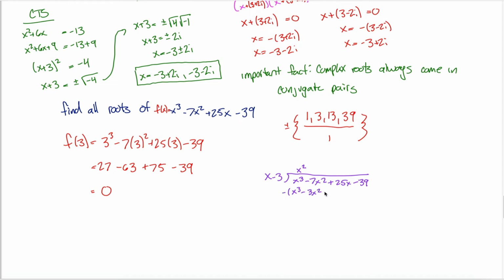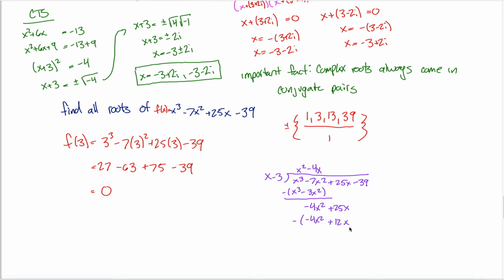And then I have to subtract all of this stuff. x cubed minus x cubed goes away. Negative 7x squared minus negative 3x squared is the same as negative 7x squared plus 3x squared, which is negative 4x squared. And then I bring down the 25x. Now my goal is to get rid of this negative 4x squared. So I'll toss a negative 4x up here and then multiply that negative 4x times the x minus 3. That product is negative 4x squared plus 12x.